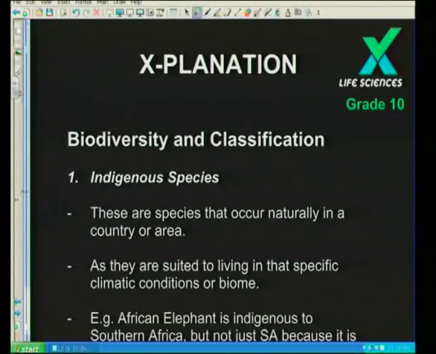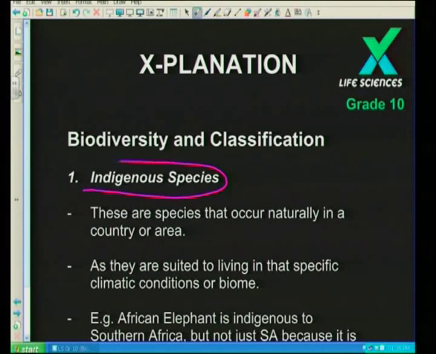We now look at some other concepts which are very, very important in defining biodiversity. Let us look at some of the very important concepts which can be confusing, but we can differentiate between them in order for us to understand it a bit better. Indigenous species. What do we understand by indigenous species?